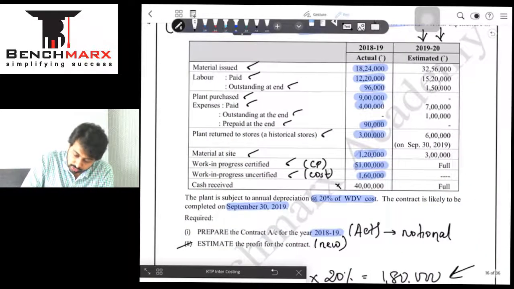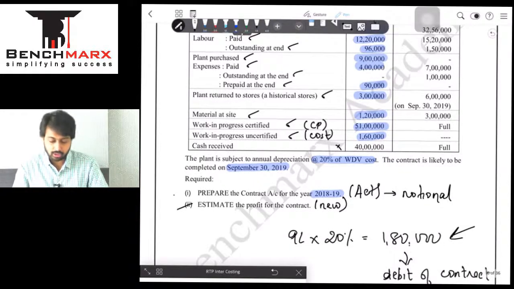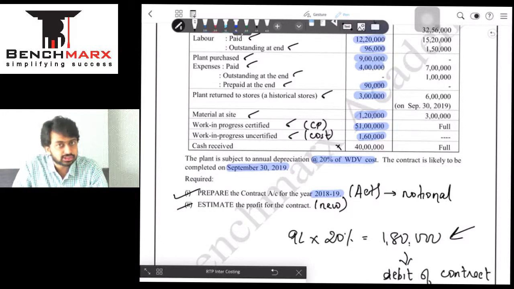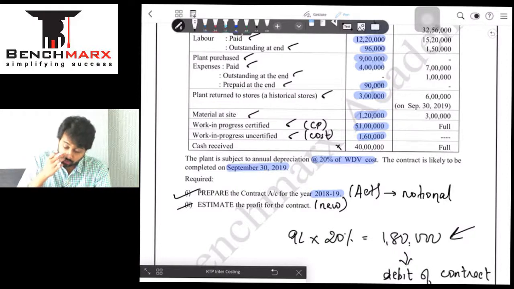We have found out the contract account for the year 18-19 and we have found the notional profit. अपन ने ये बहुत बार किया हुआ है. No complications, all data was given to us. I have simply posted. The only thing important here was to get the depreciation correct. Simply have 9 lakh at 20% and we will get the full year's depreciation. ठीक है, ये भी हो गया. Now coming to the next part.